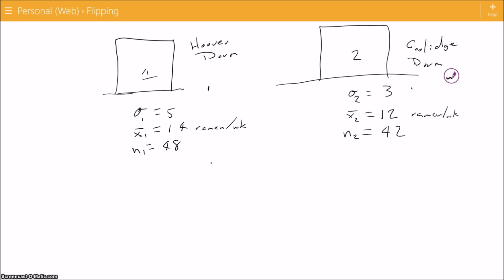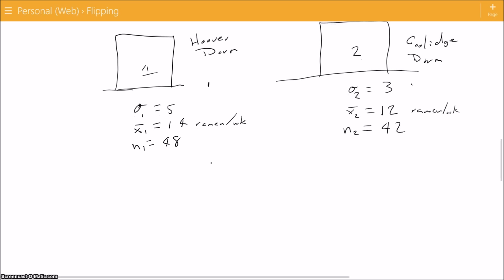So notice we don't have our population mean. That's what we're going to make our hypothesis about. So let's set a null hypothesis that the students in Hoover dorm, the mean is the same as the mean here in Coolidge dorm. That basically the two dorms, on average, the students eat about the same amount of ramen.